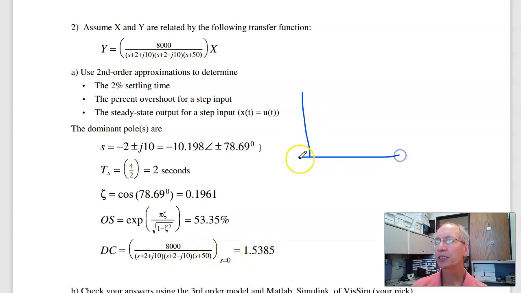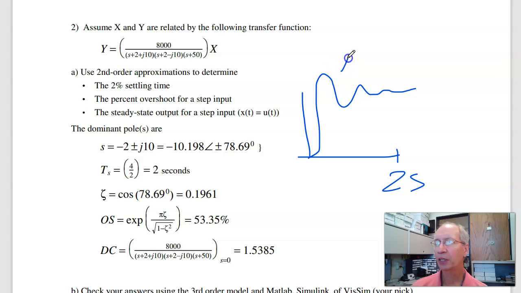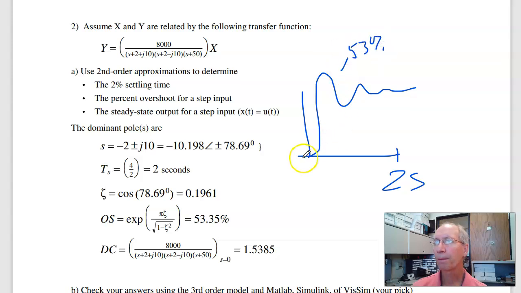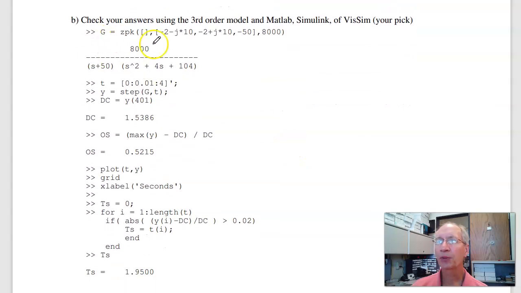So it tells me here's the step response. I'll have 53% overshoot. Settling time is 2 seconds, and the overshoot is 53%. I can check, throw that in MATLAB, take the step response, evaluate it. The final value is roughly the DC gain. The overshoot is the max relative to DC divided by DC, 52%.